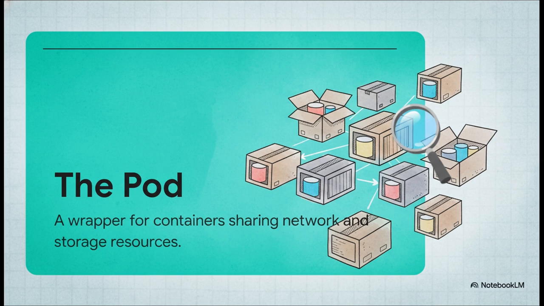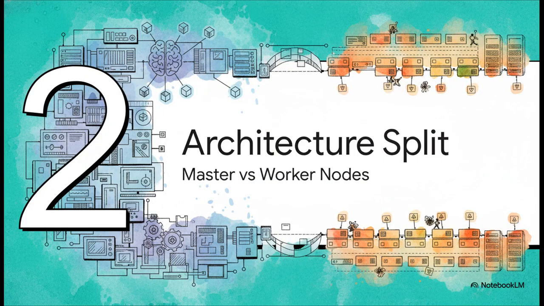Inside this box, you can pack one or more containers, and because they're literally living in the exact same box, they seamlessly share the same network and storage. Managing thousands of bare containers by hand? Total nightmare, pure chaos. The pod neatly packages them up so our factory can actually handle them. Moving right along to part 2, the architecture split.